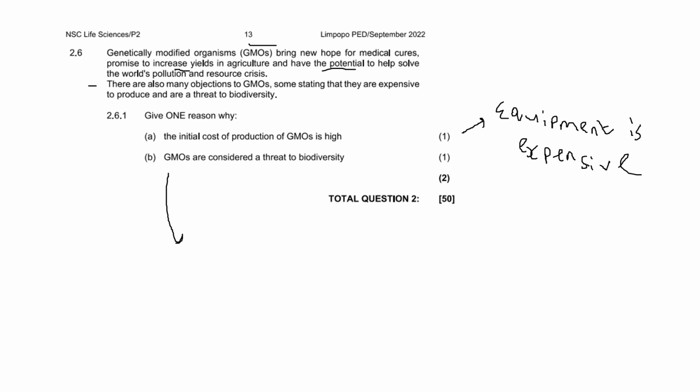GMOs are considered a threat to biodiversity. So why are they being seen as a threat? Remember, they are going into a normal environment. If I have an animal which is GMO'd, it's going to end up meeting a normal one. There's a big chance that a GMO'd animal will be strong. If I make, let's say, a GMO'd impala, there's a big chance it will run faster than the normal one. Therefore it will always outrun my normal ones. So these GMO ones will always outcompete the normal ones.